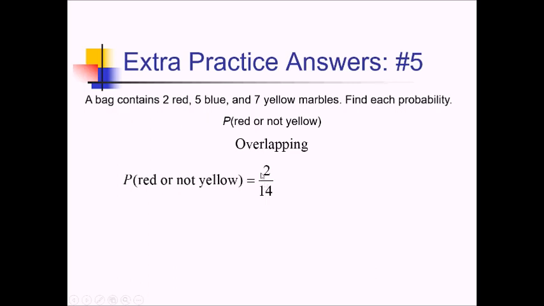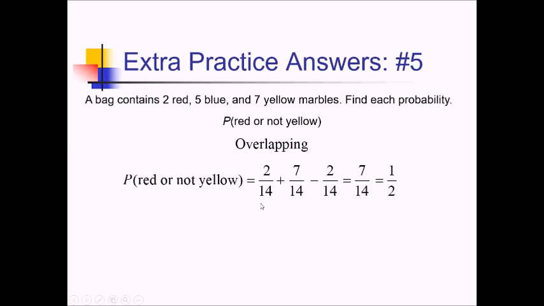Now, what about the probability of not yellow? Well, there are 7 yellow marbles, so that means the other 7 marbles are not yellow. So that's 7 out of 14 that we can add to the 2 out of 14. And now let's talk about the marbles that are both red and also not yellow. Well, all of the marbles that are red are not yellow because they're red. So that's an overlap of 2 out of 14. So that means we're going to have to subtract 2 out of 14. And that cancels with the first 2 out of 14, leaving us with just 7/14, which is just 1/2.